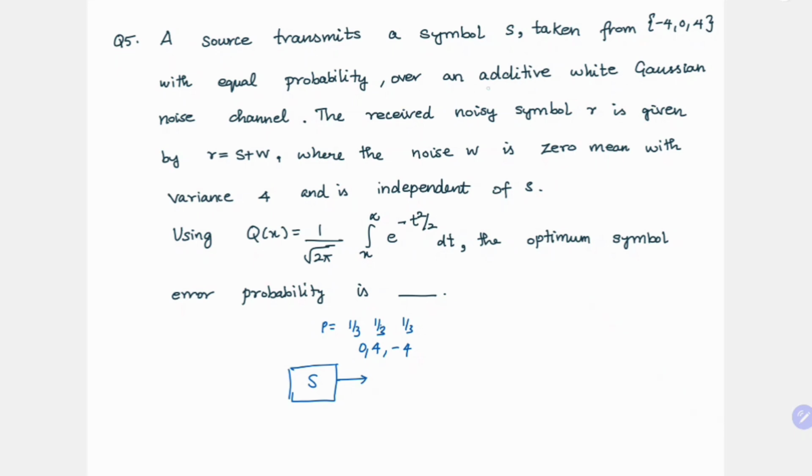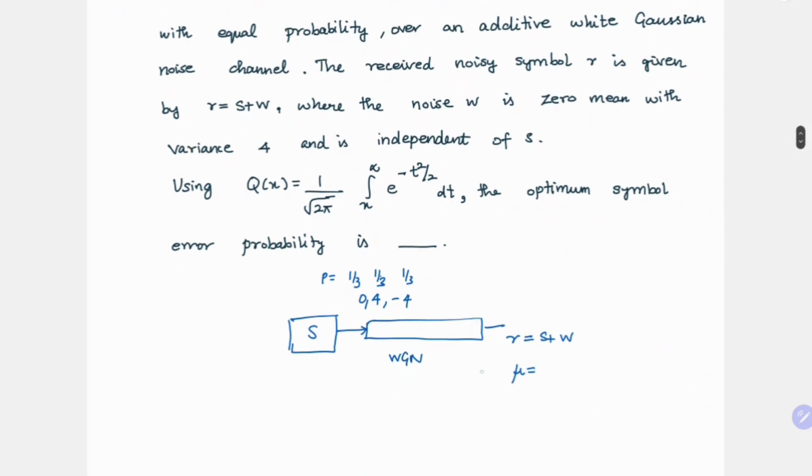And it is transmitting over an additive white Gaussian noise channel. So there is a noise channel which is having white Gaussian noise. And on the receiving side, we have the noisy signal, right? So the noisy symbol is given by R is equal to the symbol S plus W, where W is your zero mean noise with variance of 4. So your mean of W is 0 and your variance is 4. So your standard deviation is 2. And they are saying this is independent of your S.